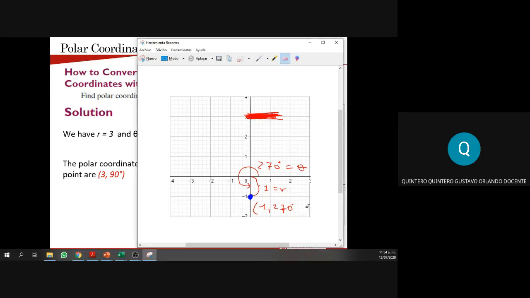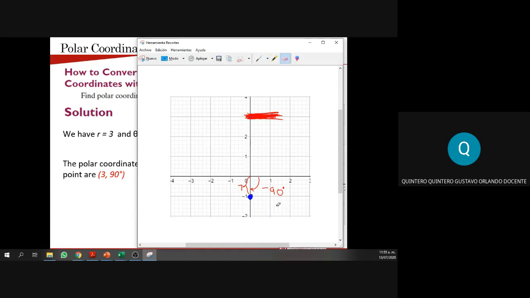You are correct. This is one answer, but take a look at these guys. What if instead of taking the angle positive, we do this? A negative angle. That can be as well. This is negative 90 degrees. That could happen. That is correct. Again, the measure for the R is just going to be 1. So another possibility is (1, negative 90 degrees). That's another possibility. That is correct.